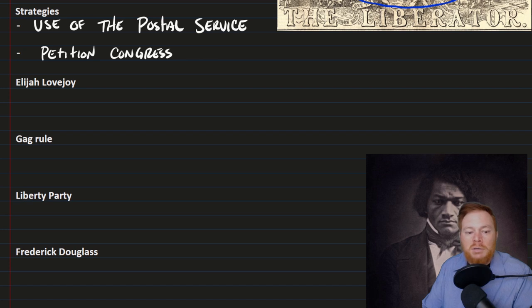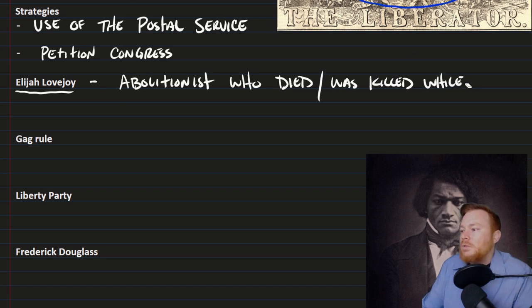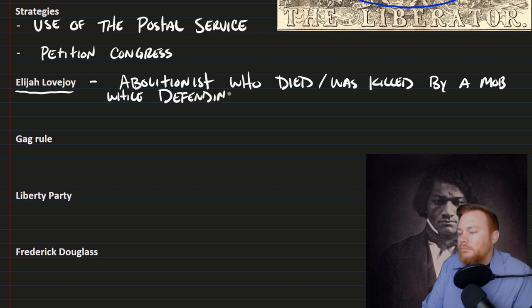Now, the abolitionists did face some pushback in a variety of forms. One good example of this is the fate of Elijah Lovejoy. He was an abolitionist who died, or maybe more appropriately, was killed, we'll say, by a mob while defending his abolitionist printing press.